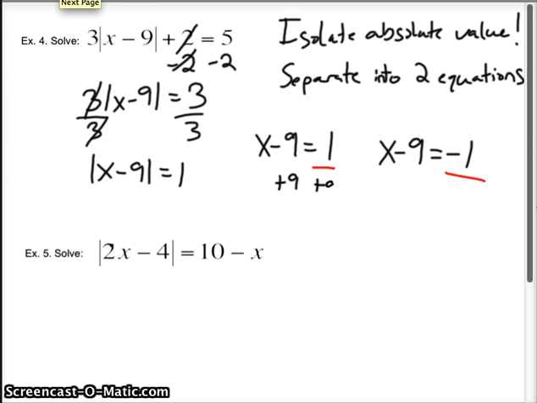So I add 9 to both sides. So x equals 10. Add 9 to both sides. x equals 8.